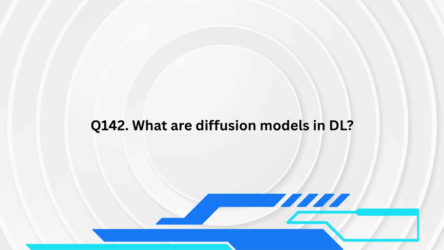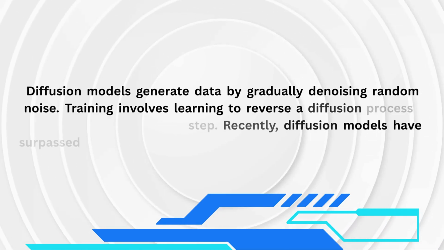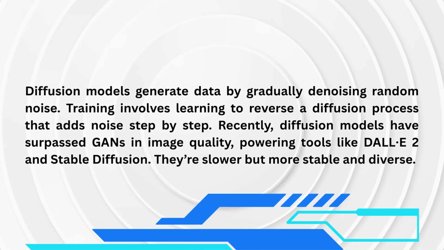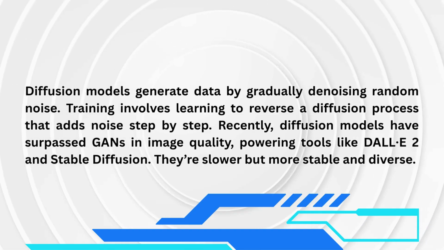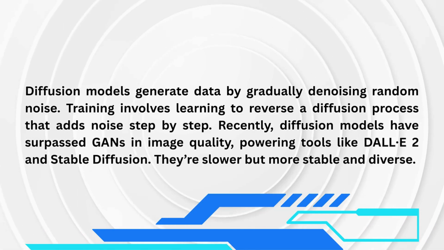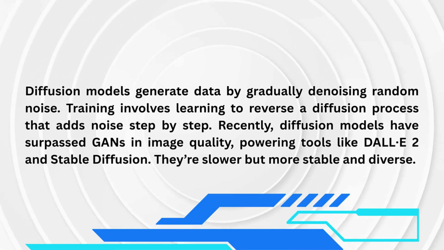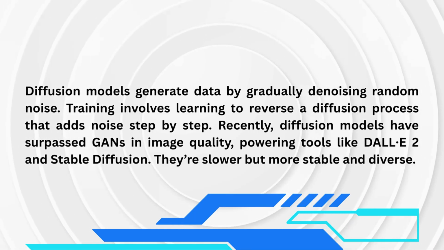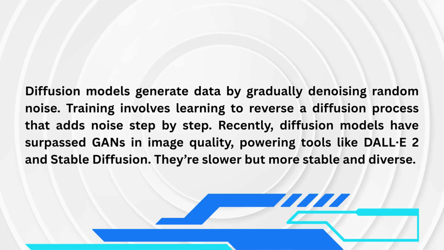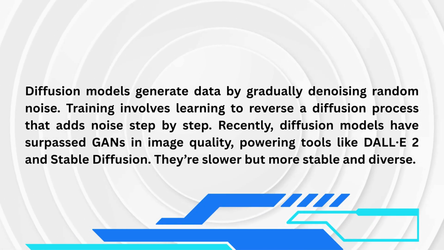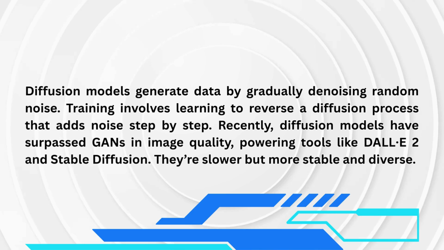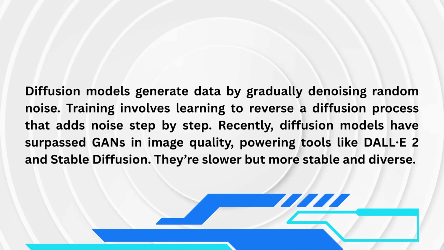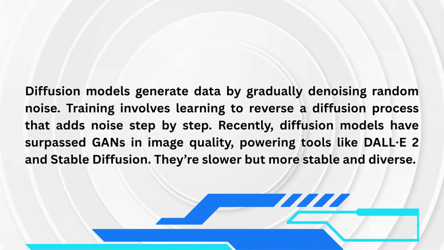What are diffusion models in DL? Diffusion models generate data by gradually denoising random noise. Training involves learning to reverse a diffusion process that adds noise step by step. Recently, diffusion models have surpassed GANs in image quality, powering tools like DALL-E 2 and Stable Diffusion. They're slower but more stable and diverse.